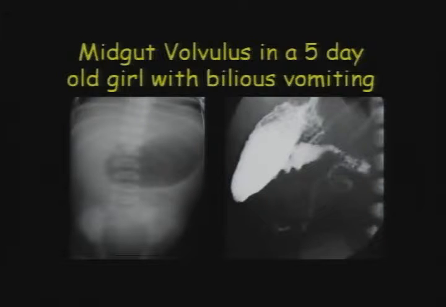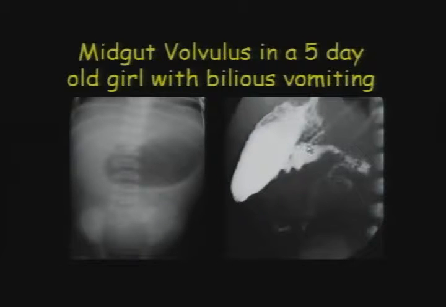So here's a 5-day-old girl who was normal and then developed bilious vomiting. You can see that there's a proximal obstruction. We have a lot of air in the stomach, not much distally, although there is a little bit. When we put the contrast down, and it's fine to use barium, you can use Omnipaque if you want. You don't want to use gastrografin because if a baby aspirates gastrografin, it can be very toxic to the lungs.